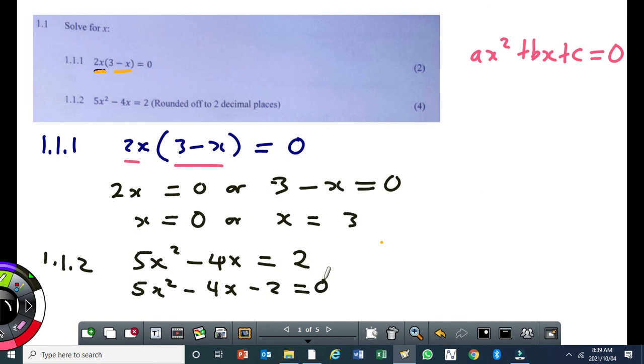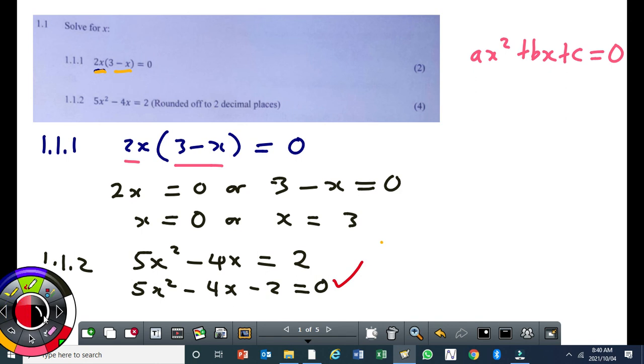So a mark will be allocated for standard form. In fact, in most cases, even if it's application of quadratic equations, a mark is allocated for the standard form. Don't forget to equate the trinomial to 0. So here, since the question is saying you must round off your answer to 2 decimal places, that's a clue that you need to use the quadratic formula. And your quadratic formula is this.